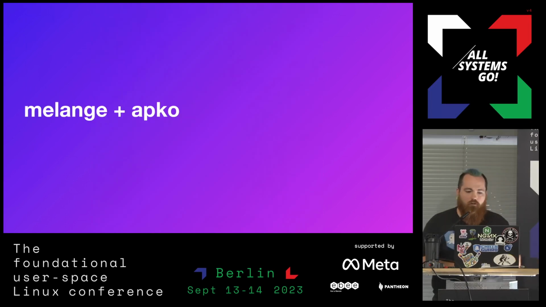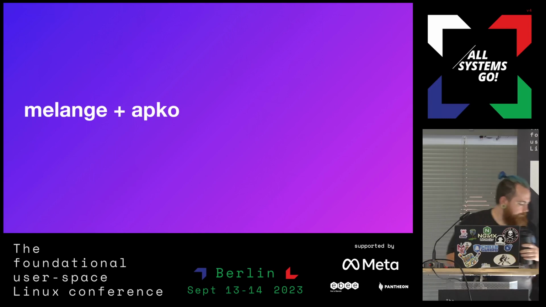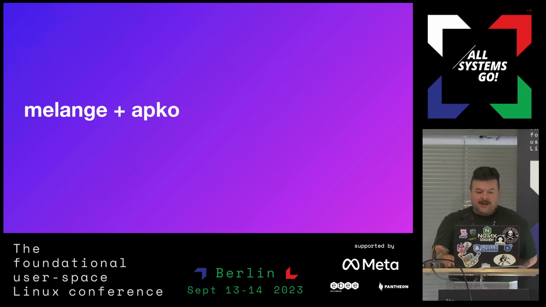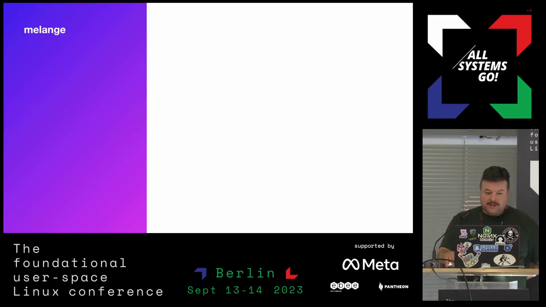So I'm going to let Carlos talk about Melange and APKO. Okay. These are the 2 tools that we use in a pipeline to produce the end result, the image. Melange, in the beginning, is just building the APK package and signing the APK index and all this stuff, and then it generates the APK package for us.